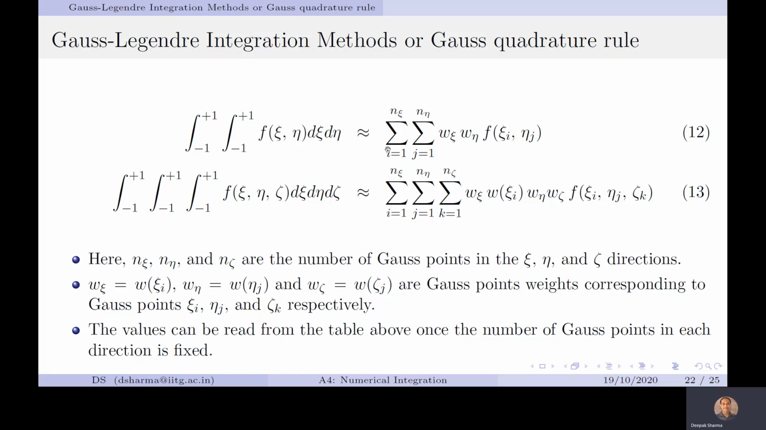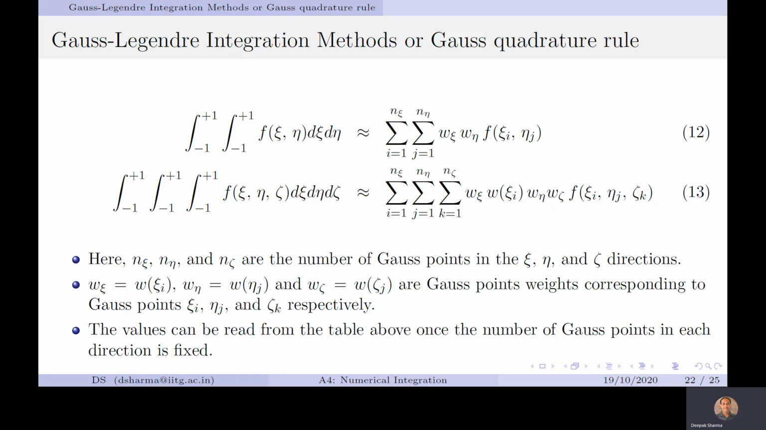So the upper for loop will be from i equal to 1 to n zeta. Inside that for loop, there is another for loop for j equal to 1 to n eta. So these nested for loops will be there. You just take care of that.